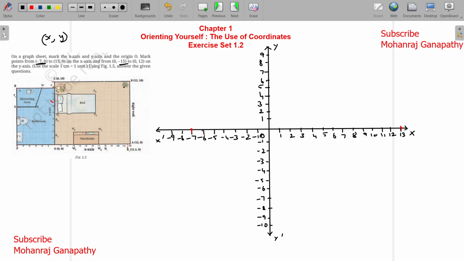Here O is called the origin, that is 0. This point is called the origin, 0 comma 0. Are you clear with it? Always we should mark the scale here. Scale 1 centimeter is equal to 1 unit, which is common for both x and y axis. In some cases we need to mention the scale separately for the x and y axis. Here it is a common scale, that is, on either the x axis or the y axis, 1 centimeter is measured as 1 unit. Are you clear with this? Shall we move on?